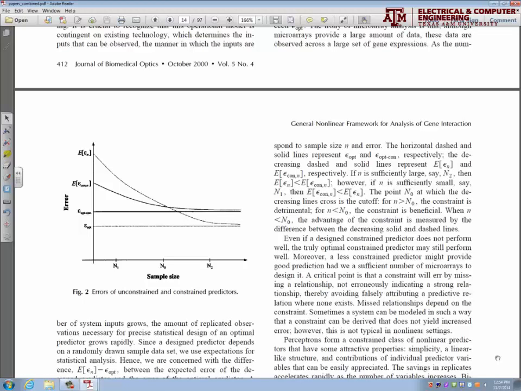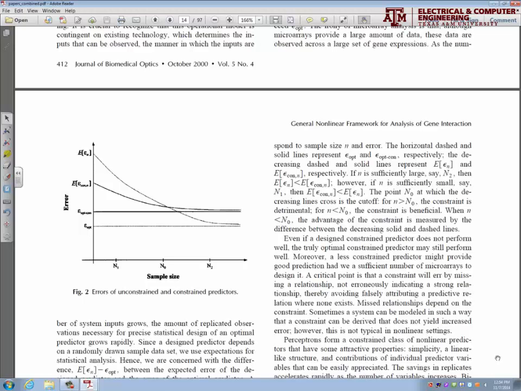Now, the degree to which a designed predictor approximates the optimal predictor depends on the training procedure and the sample size. We know that if you have small sample size, you're not going to be able to get good estimates. So even for a relatively small number of predictor genes, precise design of the optimal predictor requires a large number of experimental applications. We have talked about this. Even in classification, you had the same problem. And prediction is no different than classification.